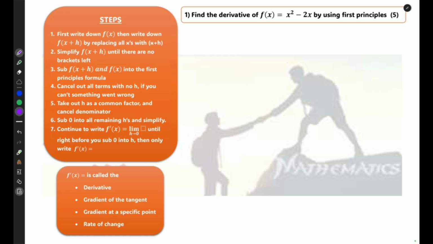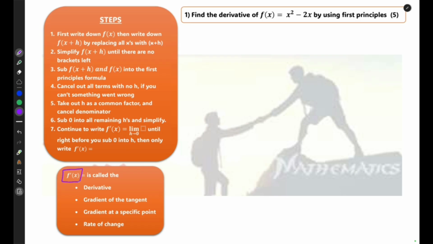Now, the first thing you need to know is that this chapter is called calculus, but it's also called differentiation. So if I use calculus, the new formula I'm going to get is called the derivative. So that's what you would see in this question. Find the derivative. And the derivative is denoted by f with a little apostrophe next to it.